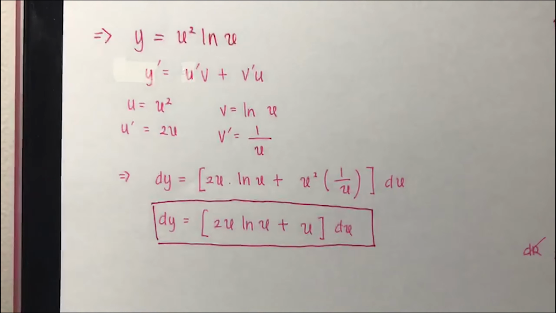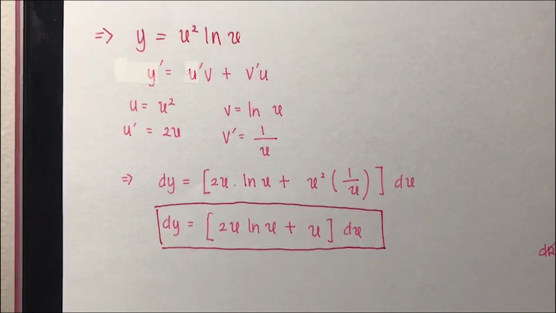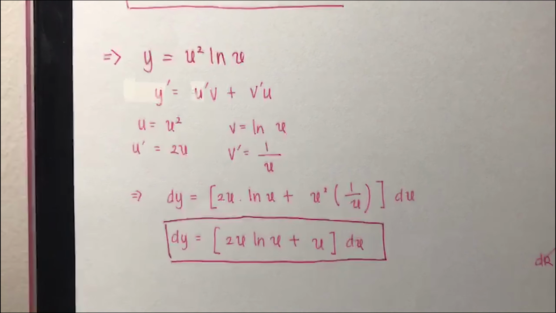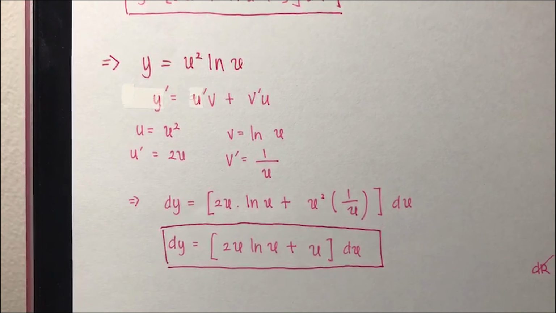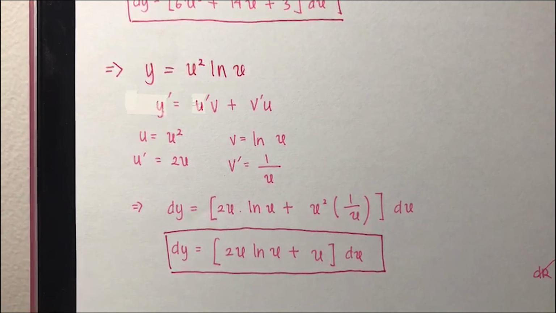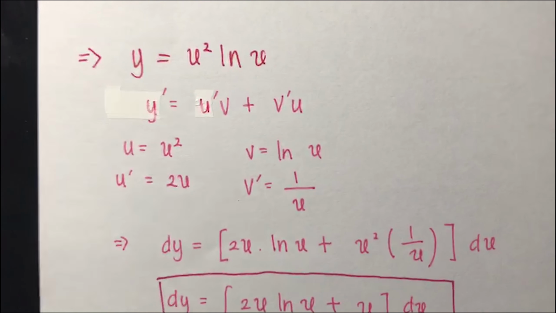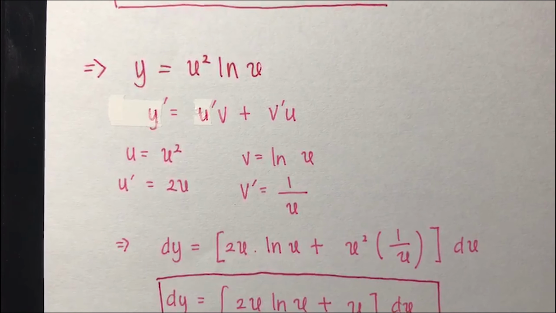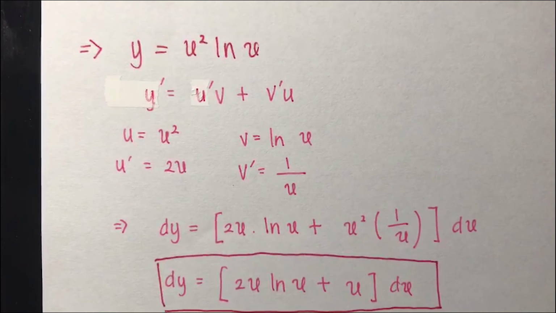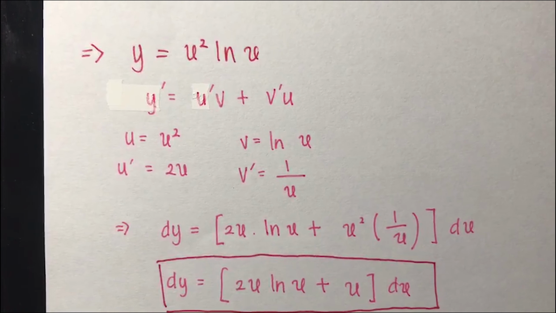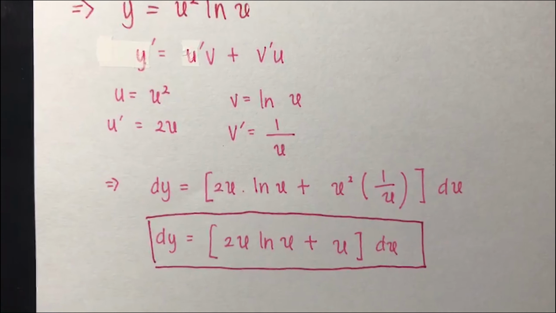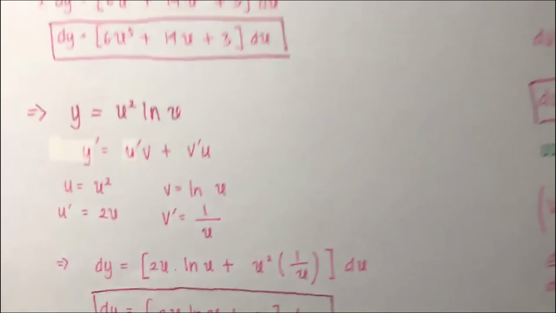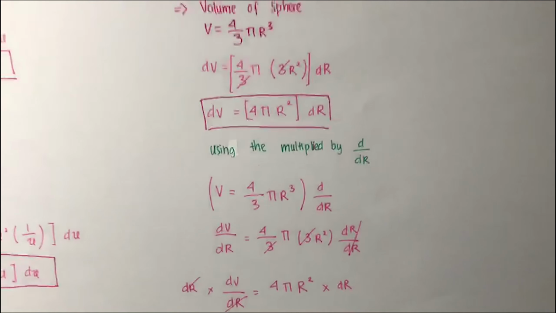So this is the second example. You are asked the differential of y is equal to x squared ln x. You can use this formula: y prime is equal to u prime times v plus v prime times u, and then we will find this one. So let's move on to the last example.